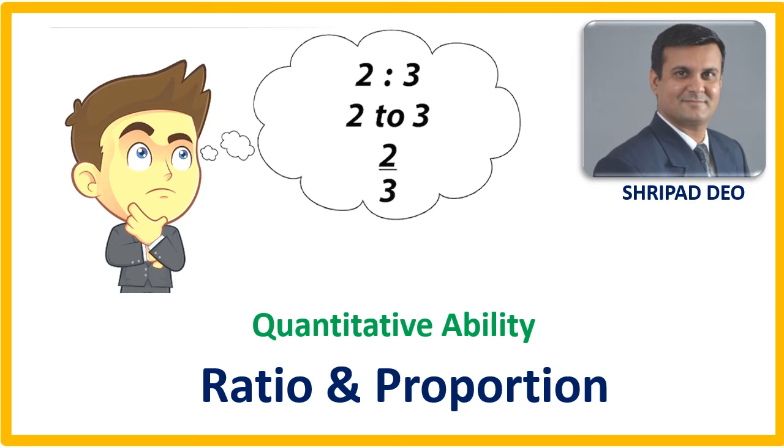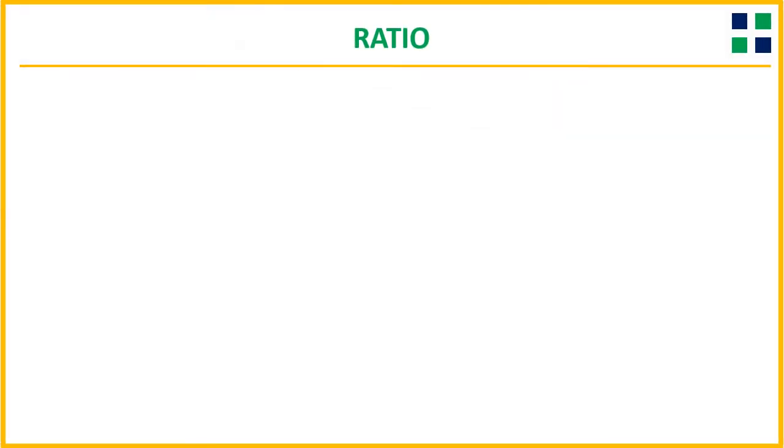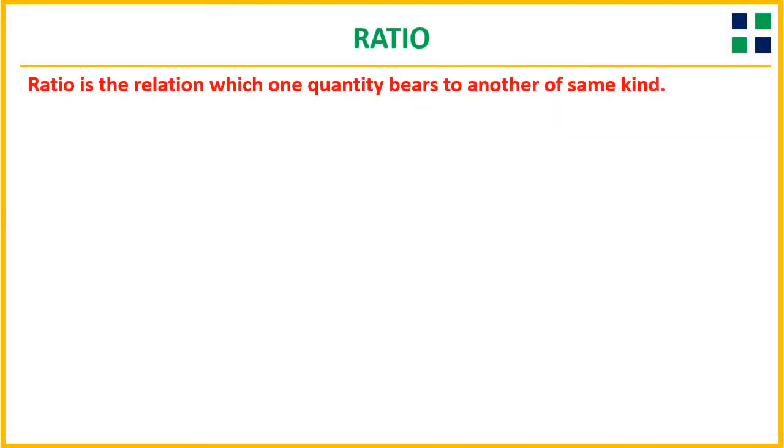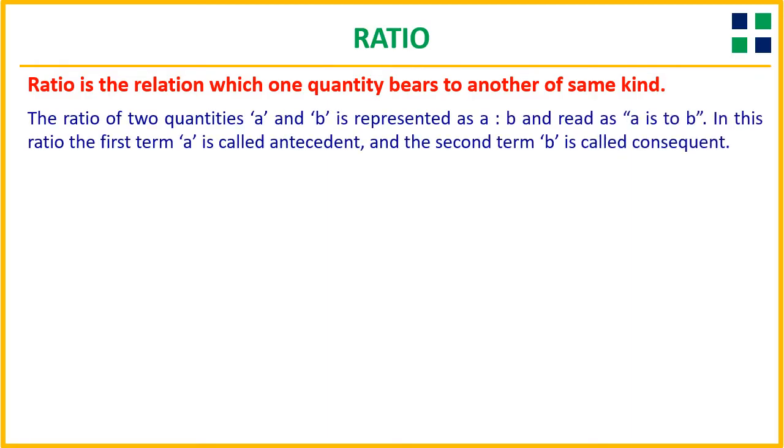Let's learn a topic called ratio and proportion. This is the topic of quantitative ability. What is ratio? Ratio is a relation which one quantity bears to another of the same kind. The ratio of two quantities A and B is represented as A is to B. In this ratio, the first term A is called antecedent and the second term B is called consequent.